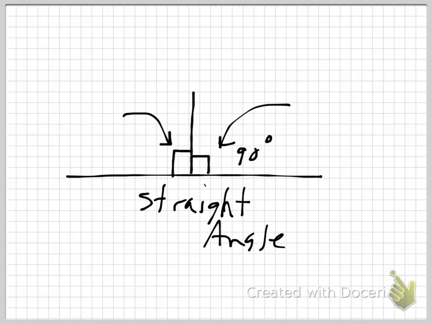So then, if that's true, how many degrees is that straight angle? The whole thing is 180 degrees, right? Straight angles are 180. Right angles are how many degrees? 90. Acute angles are less than 90 degrees, and obtuse angles are bigger than 90 degrees. Does that make sense? Okay.